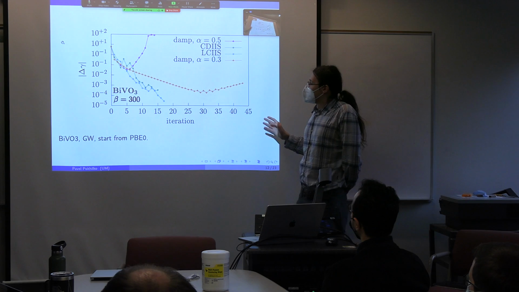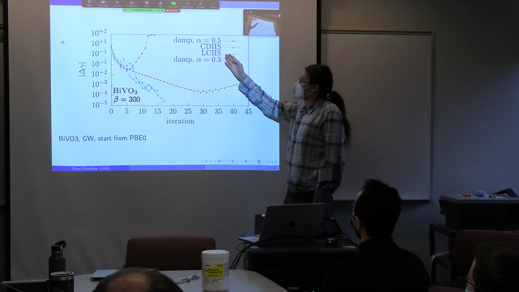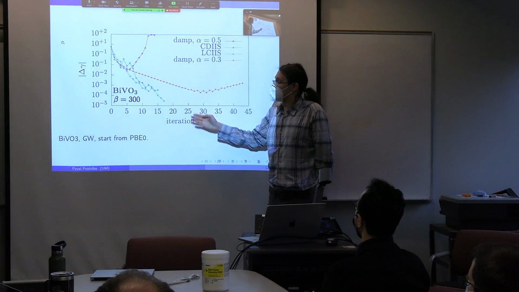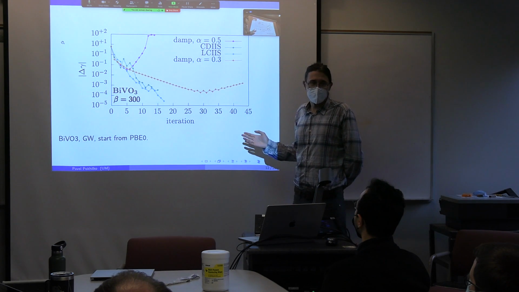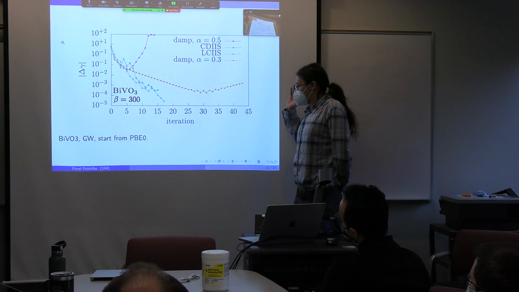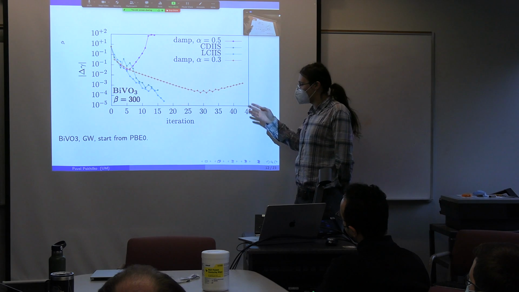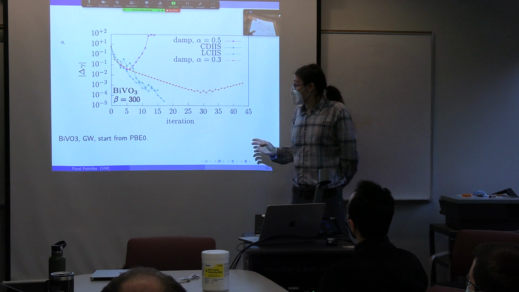But it looks like the subspace methods with commutator residuals are very stable and very similar to each other. I tested it on a number of solids, bismuth, vanadate, nickel oxide, a few others, and it seems to be working fairly well.